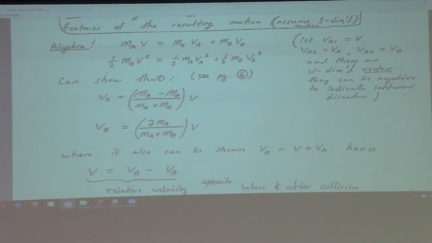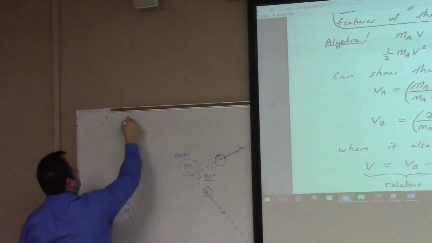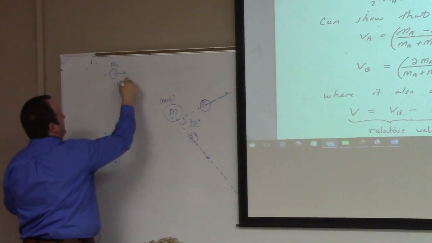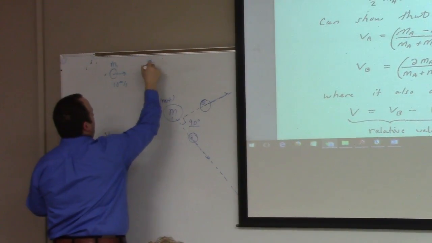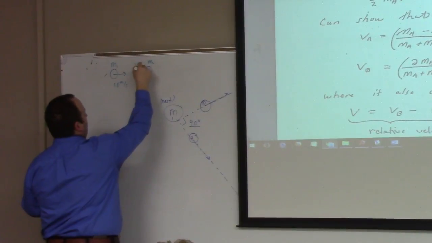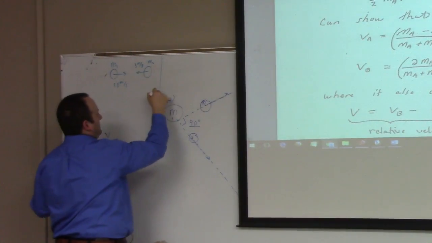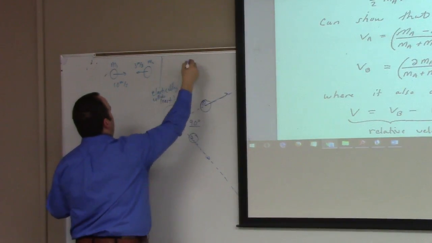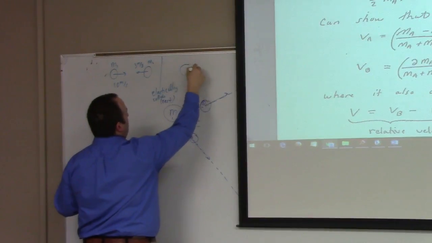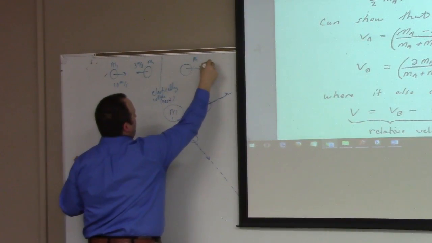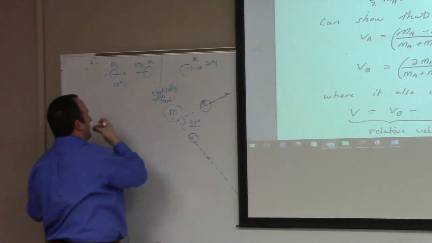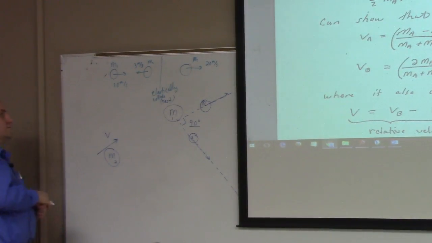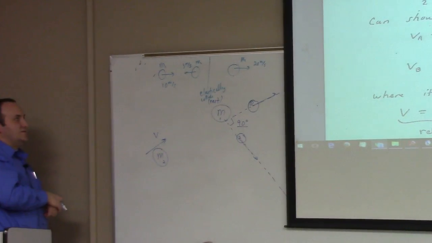So before I get into the why that's true again, if I have an elastic collision, if I have mass 1 at 10 meters per second, if I have mass 2 at 3 meters per second, right? Elastic collision, they elastically collide. And afterwards, I tell you that M2 is going 20 meters per second. Well, what's the velocity of M1?